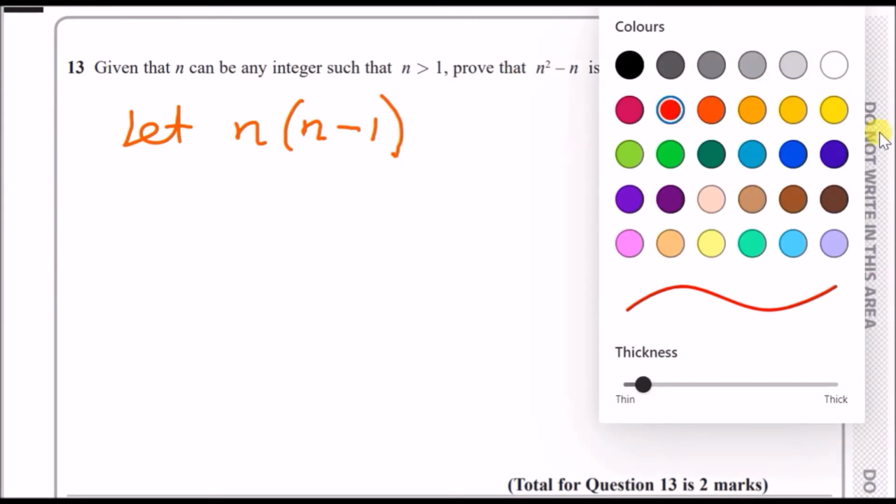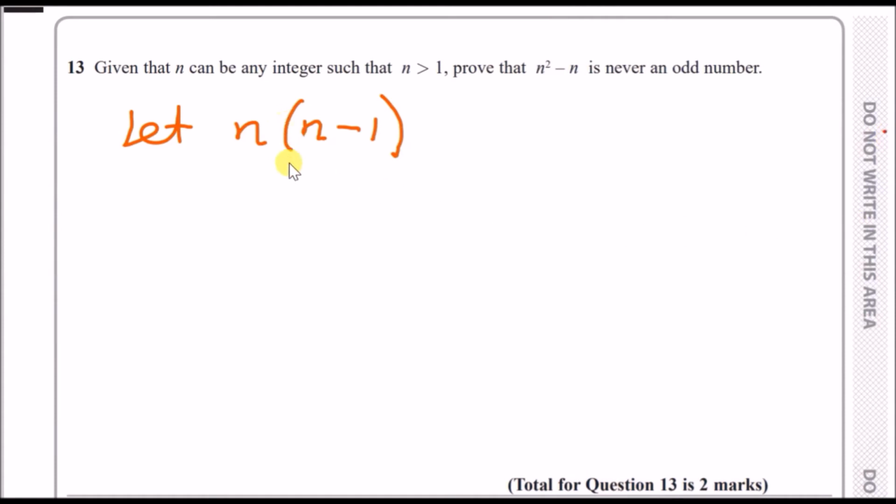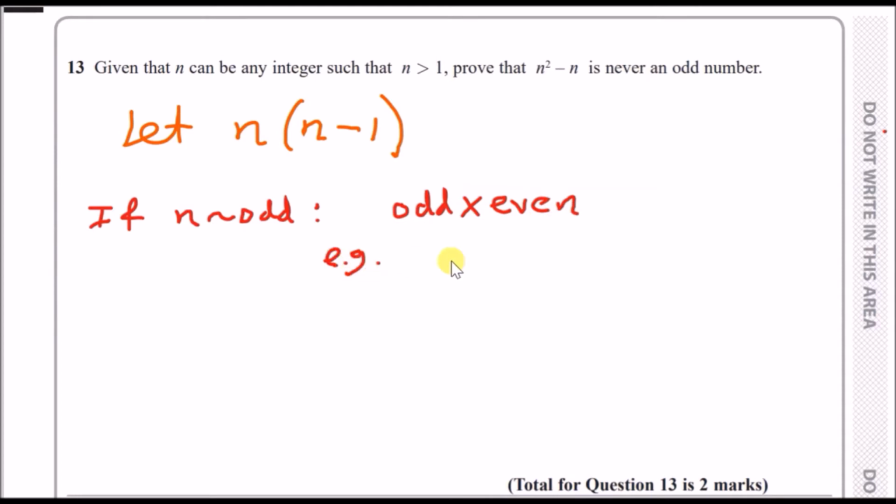Now, to prove that something is never odd, what we have to do is think of a number in our head. So let's do this, yeah? Let's say n is some random odd number, like 1 or 3 or 5, etc. So if n is odd, we're going to have an odd number times, well, one number back is going to be an even number. So odd times even.